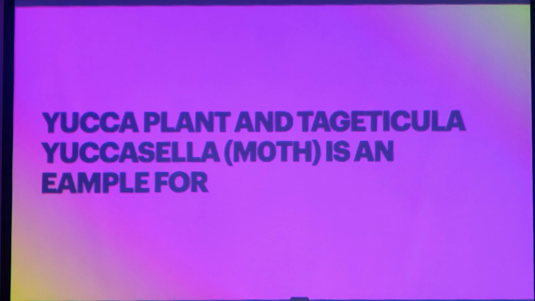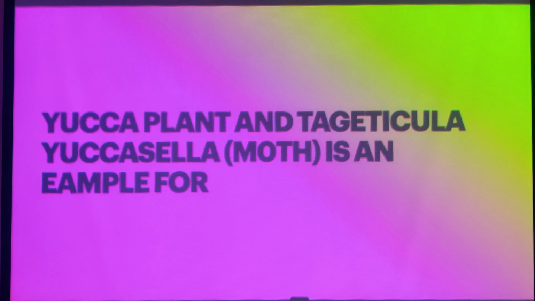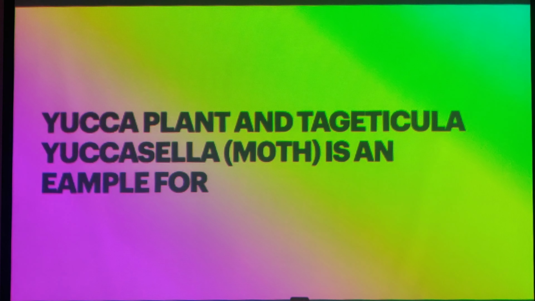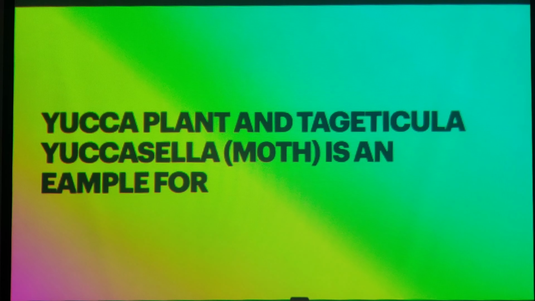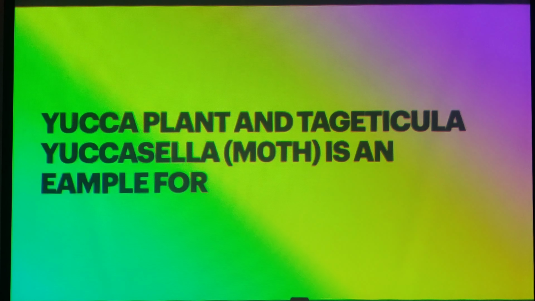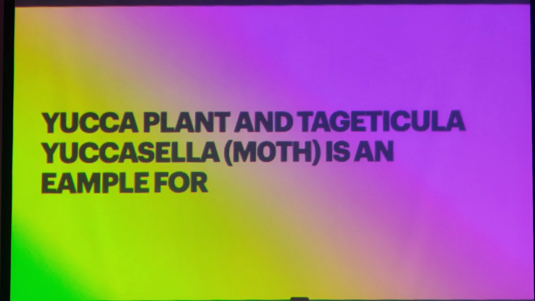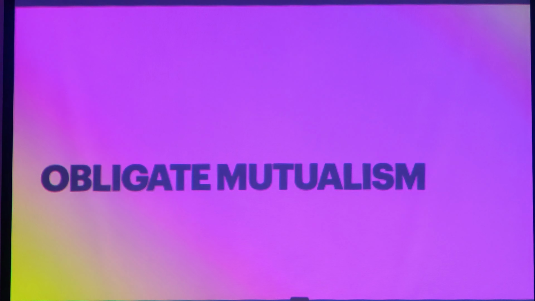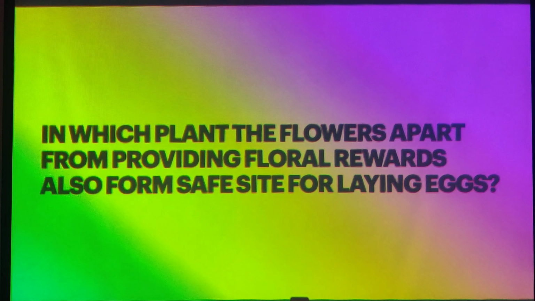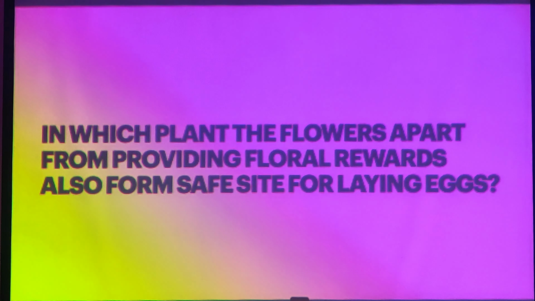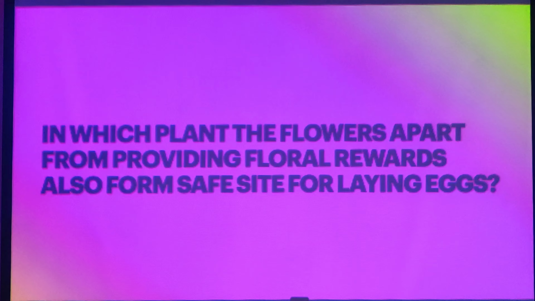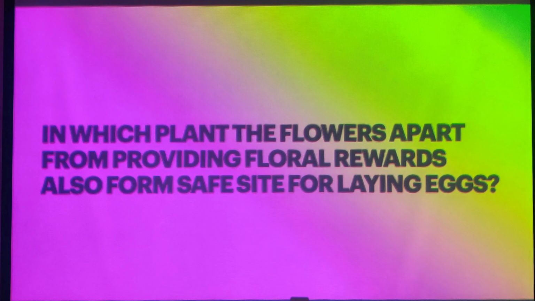Yucca plant and Tegeticula yuccasella is an example for what? Yucca is a plant, and Tegeticula yuccasella is a moth. So one insect and one plant, both of them are associated. That association is called obligate mutualism. In which plant do the flowers, apart from providing floral rewards, also form a safe site for laying eggs?